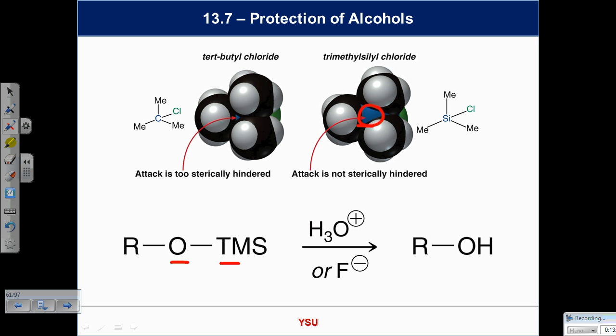So what we've done here is protection. We've put on the silicon group. We then do our chemistry elsewhere. We try to get the product that we want, but at the end of the day, we don't want that silicon ether in there. There are no natural products or medicines that I know that have a silicon group in there, at least a TMS ether. So we have to get rid of it. It has to come off. So this is how you put it on, and this is how you take it off.